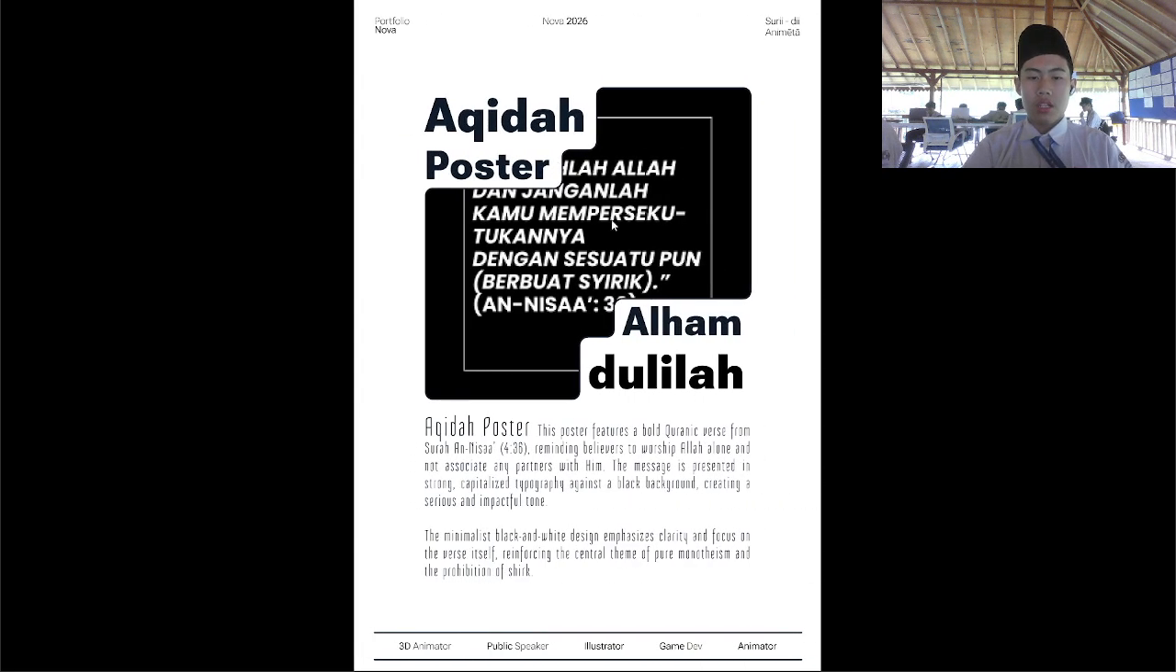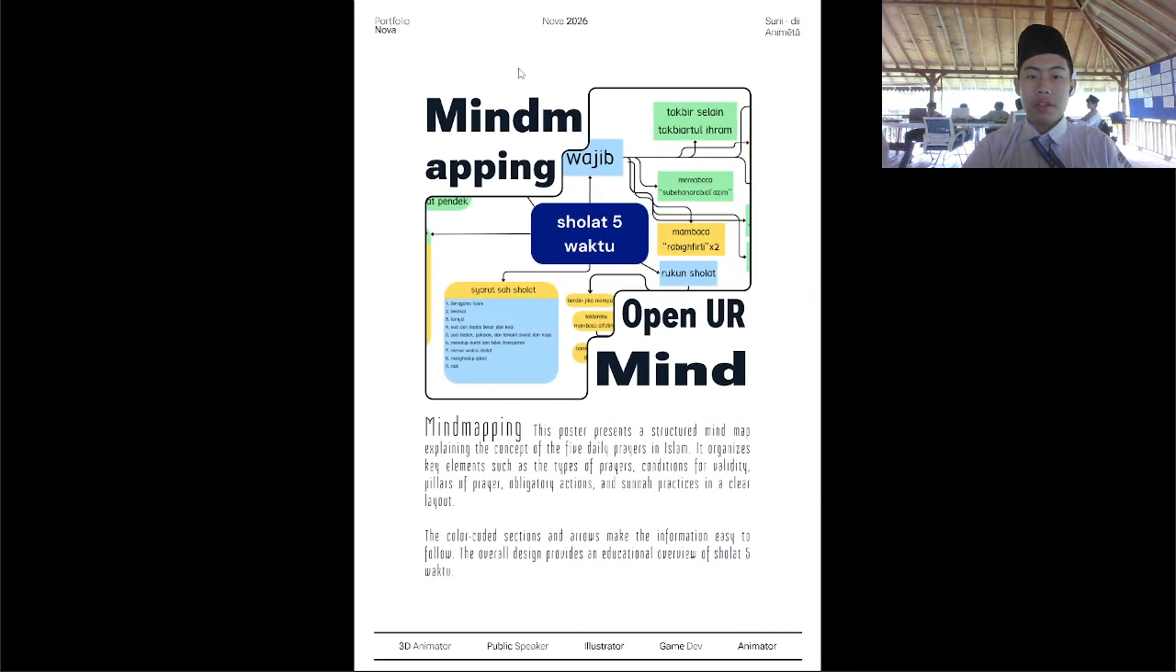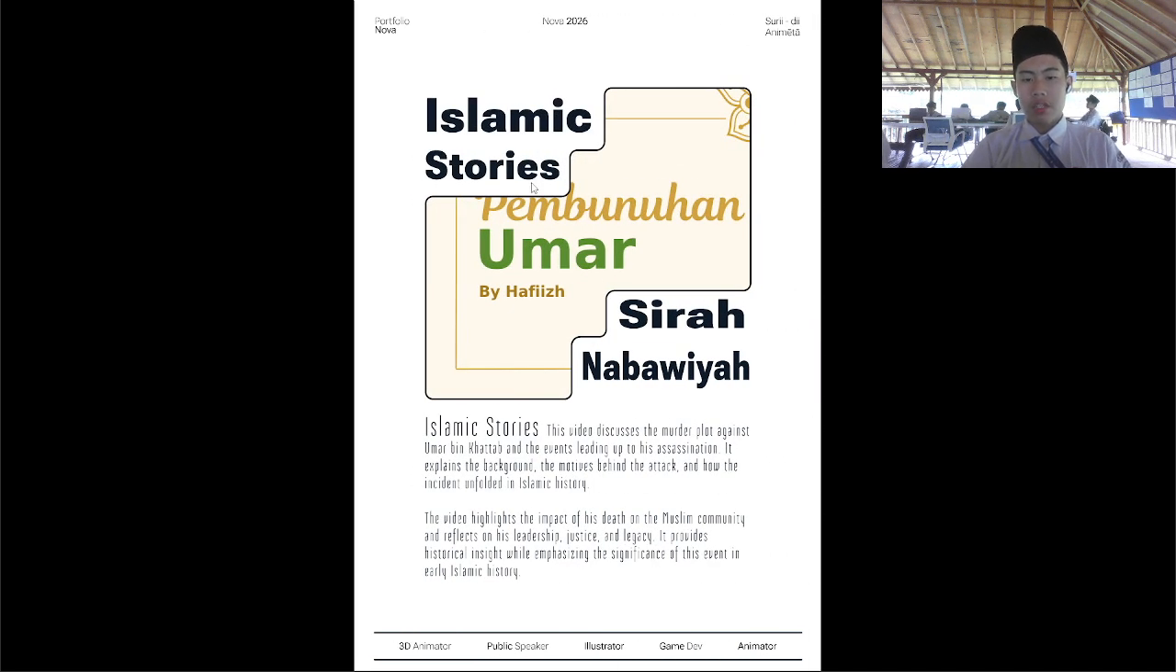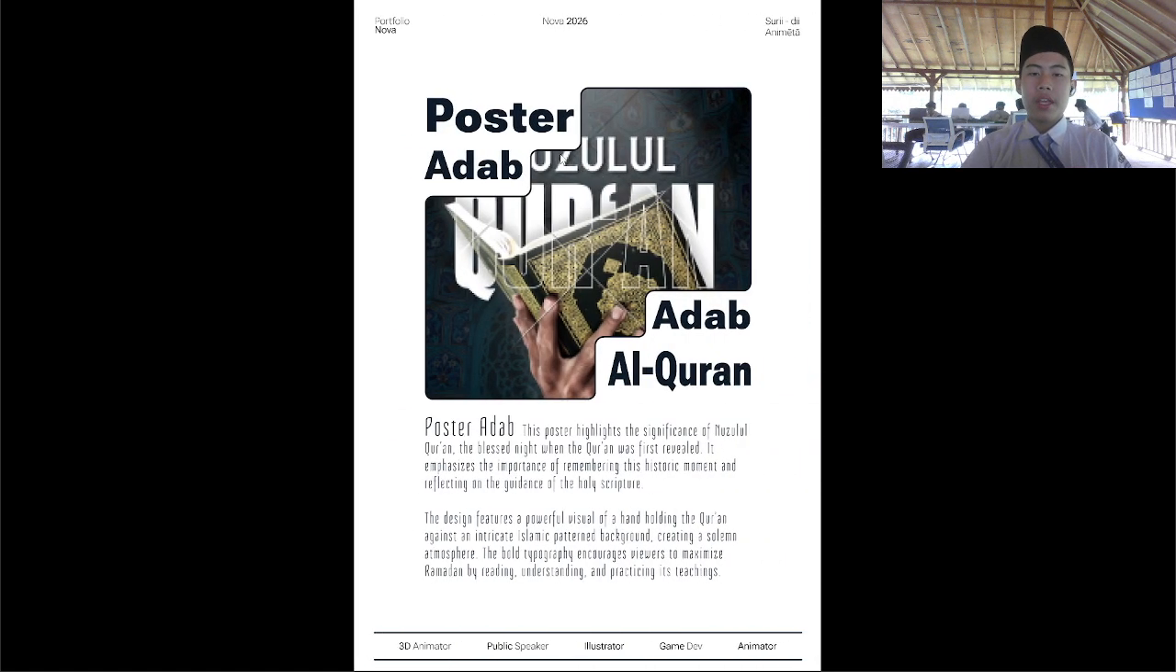And about Islamic lessons, this is the poster Akeda, my first poster I've ever made, so it's still a bit crap, using a template from Canva. And then after that, we have mind mapping about the 5 obligatory prayers. How do you do it? Why should you do it? Any reasons for you to not do it, and so on. And then we also have Islamic stories about the murder of Umar bin Khattab and how it affected Muslims as a whole. And also poster adab about adab reading Quran.